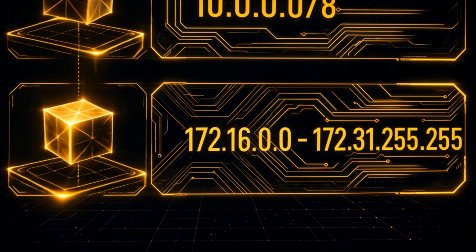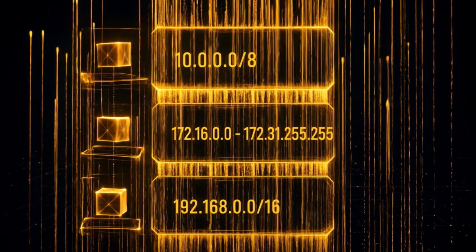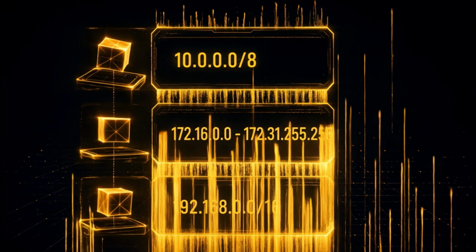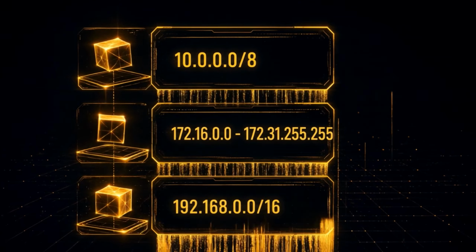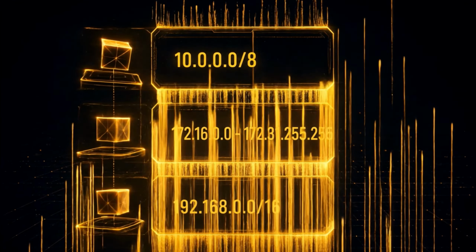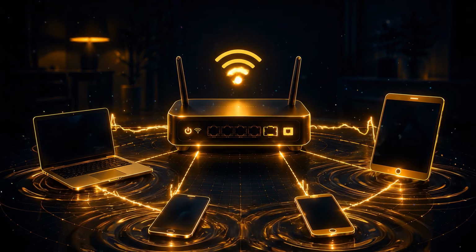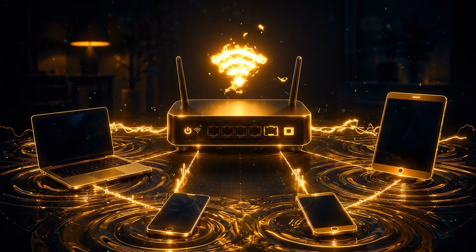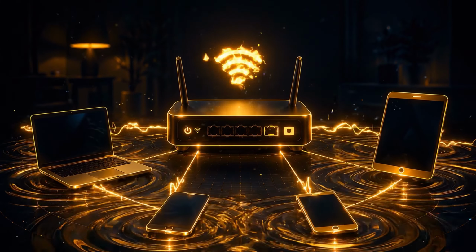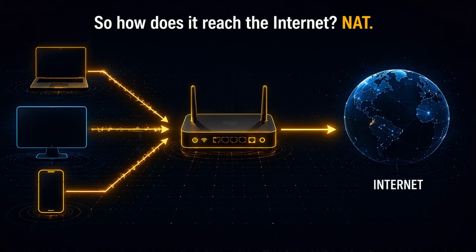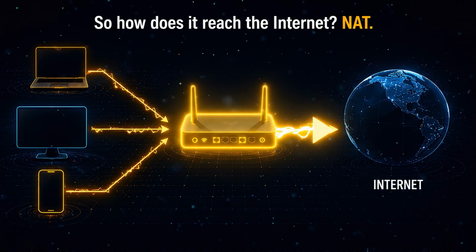10.0.0.0, 172.16.0.0 through 172.31.255.255, and 192.168.0.0. If you have ever connected to your home Wi-Fi, there is a good chance your device had an address starting with 192.168. That address exists only inside your local network. It doesn't exist on the public internet.